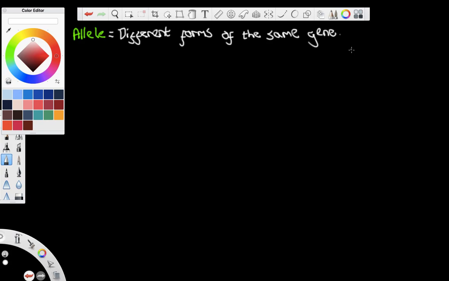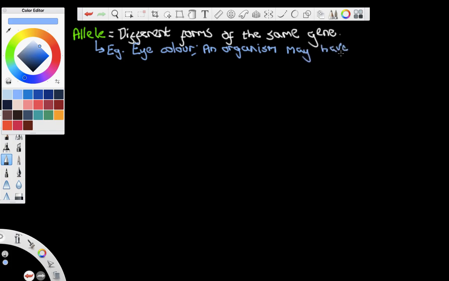Okay? So we can put underneath here, we can say, e.g., eye colour, and we can say an organism may have an allele for blue eyes from mum and brown eyes from dad.